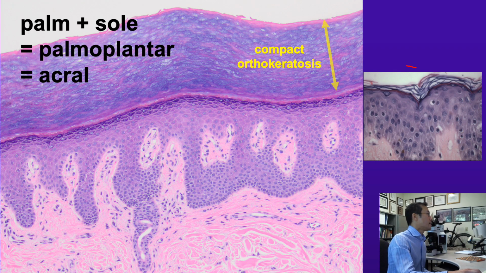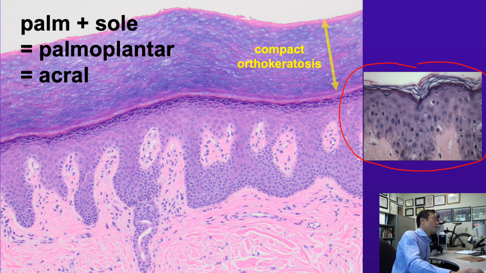I'm going to use this same close-up image of the epidermis several times during this talk, both as a reference for abnormal disorders and now here to compare and contrast with what the epidermis normally looks like on the palm and sole. We often refer to this as palmoplantar skin or acral skin, and we can see right away that there's a significant difference in the appearance of the stratum corneum.